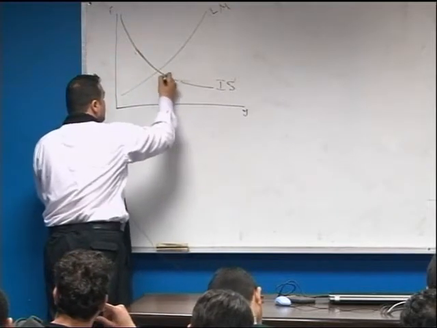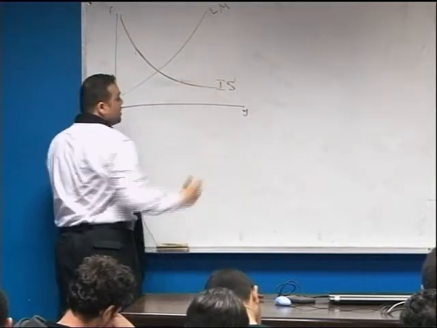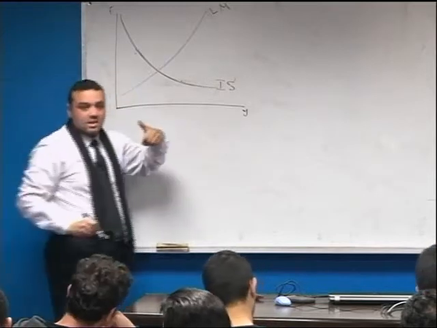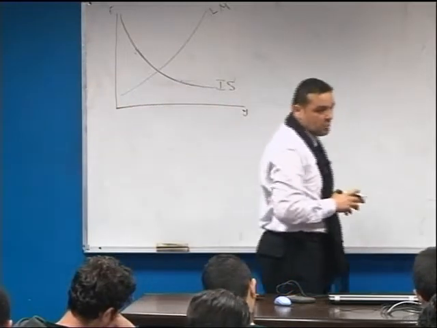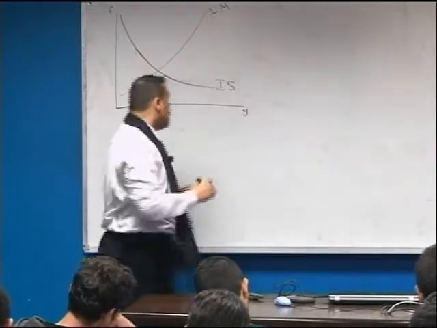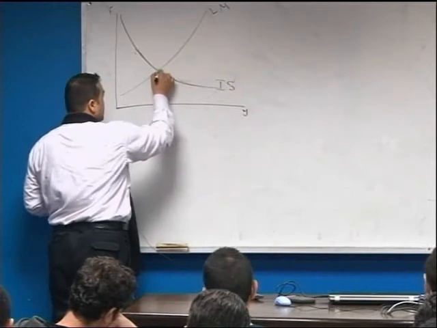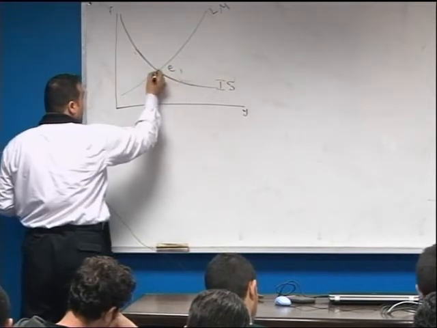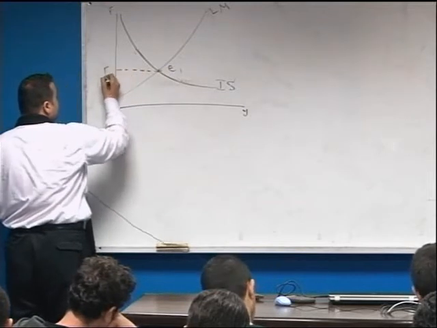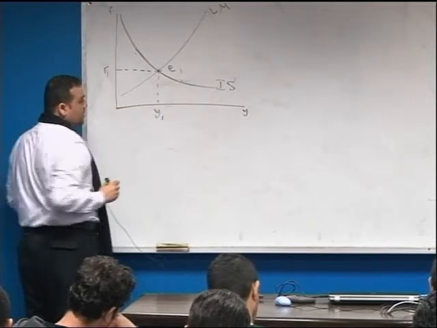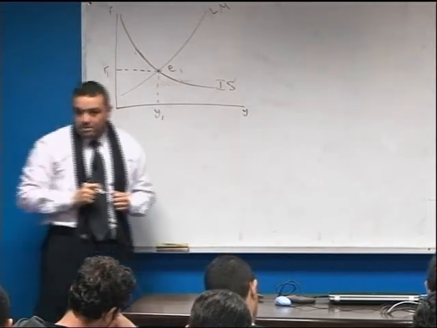Where is the equilibrium point? The equilibrium point is exactly when there is an intersection between IS and LM. So this is the equilibrium point, E. Suppose this is E1, and here this is the equilibrium interest rate and the equilibrium output, right?